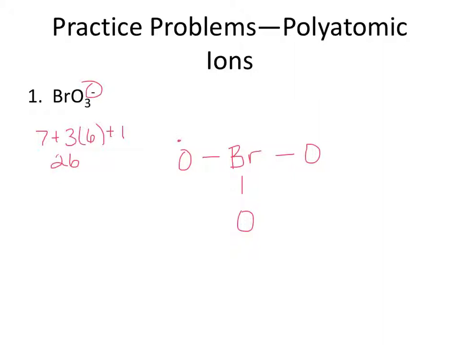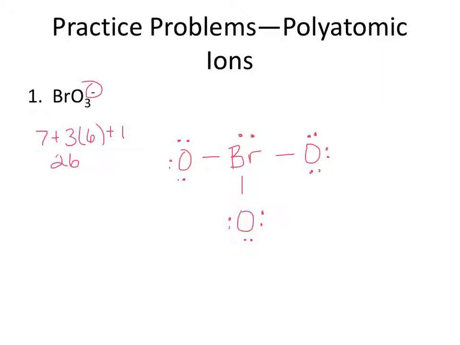So this would be 8, 10, 12, 14, 16, 18, 20, 22, 24, and then 26 electrons. It would look like that.